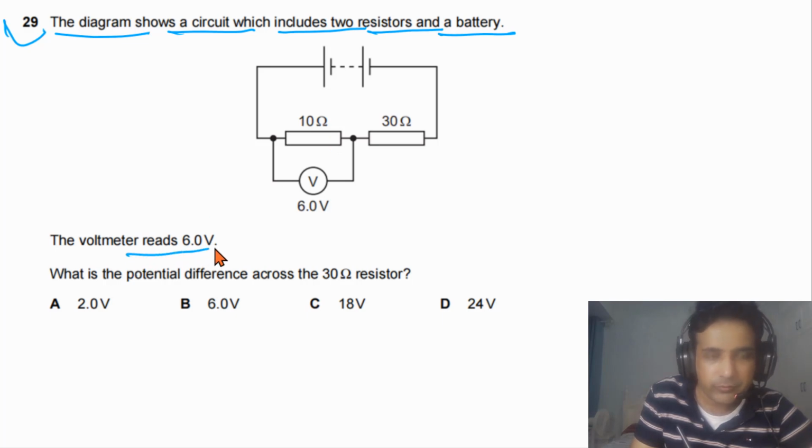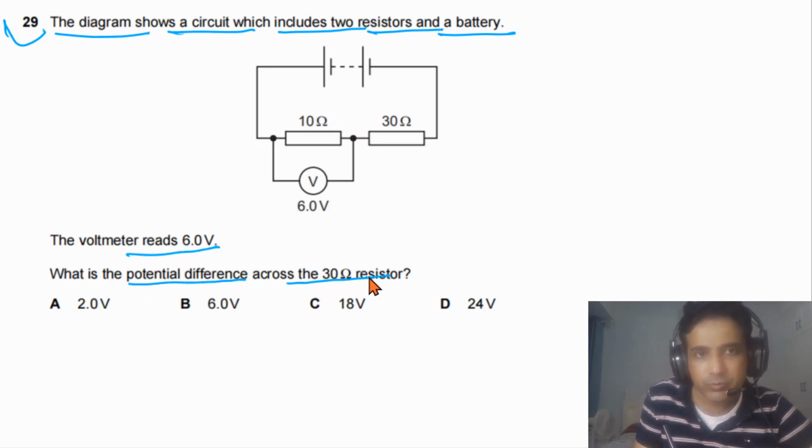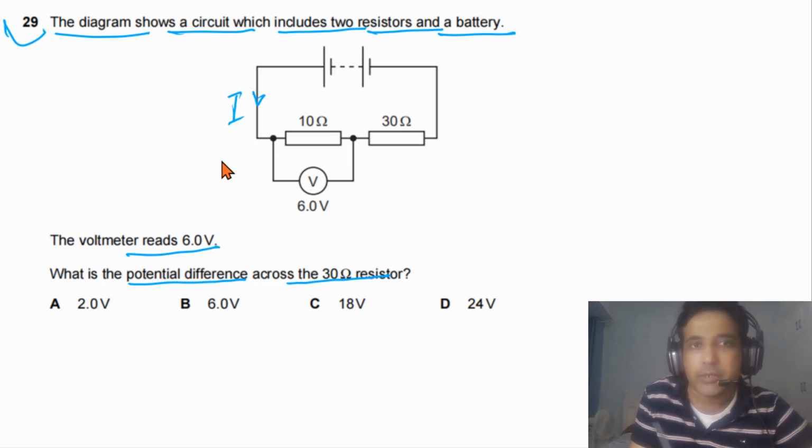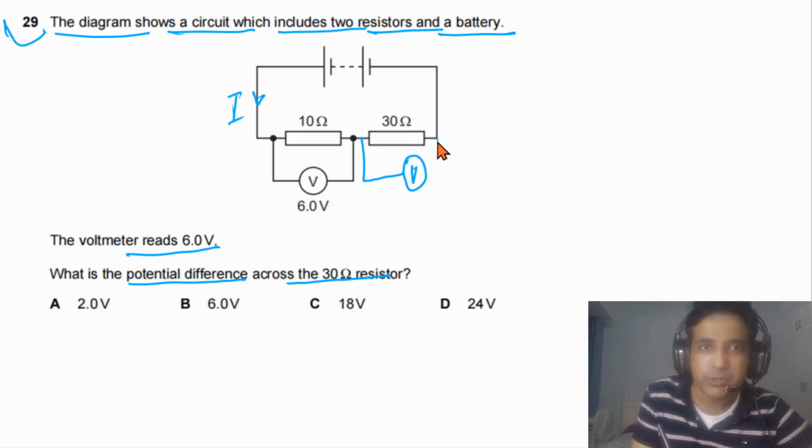Question 29 says the diagram shows a circuit which includes two resistors and a battery. The voltmeter reads 6.0 volts. What is the potential difference across the 30 ohm resistor? The first thing we need to understand is that these two resistors are connected in series, so the current is the same. If we have the value of current, we can find the potential difference across this resistor. So we can connect our voltmeter here. We need to find the reading on this voltmeter.